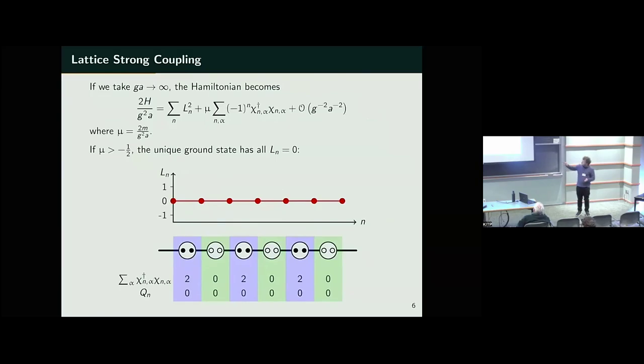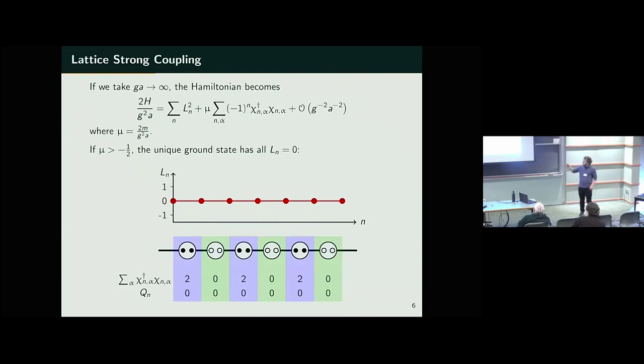So I'm going to just have the sum of the electric field energies, and then this mass term, where mu is the mass rescaled by that lattice spacing A. So we can ask, what is the ground state, or the ground states plural, of this strong coupling model? And one state that's obvious to write down is the state where all electric fields are 0.